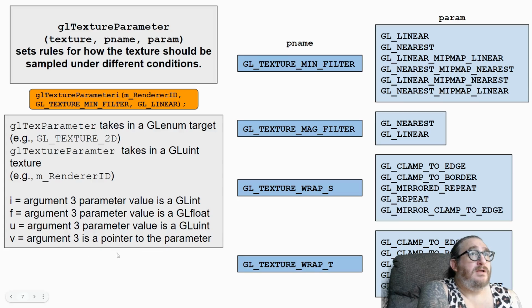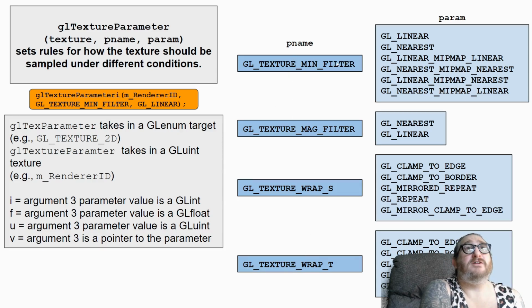So if you see those letters, that's basically what they mean. Okay, so we put in our texture. Our texture is the mRenderer ID still. And then the name of the texture, so there's multiple different texture settings that are allowed. I'm only showing 4 of them, but there are others.